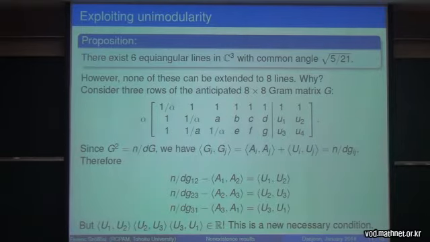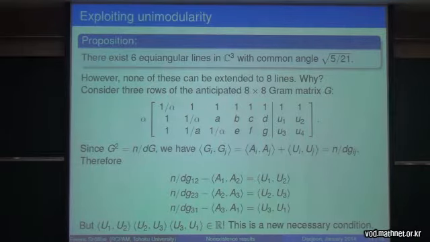the question is why. So assume that there is indeed an 8x8 gram matrix which you can get by extending these 6 lines that you have. Okay, this gram matrix, take 3 rows from this gram matrix. The left part is the known part given by these 6 lines you have, and the right part with these u's is the unknown part.